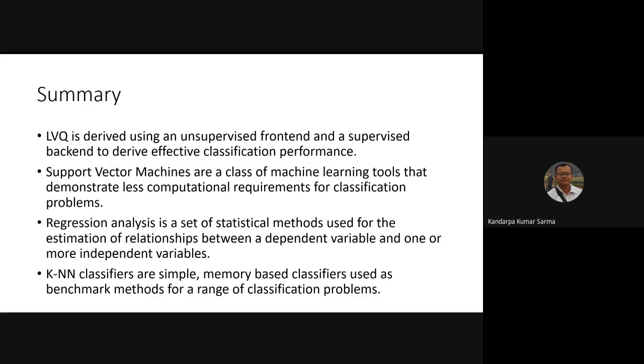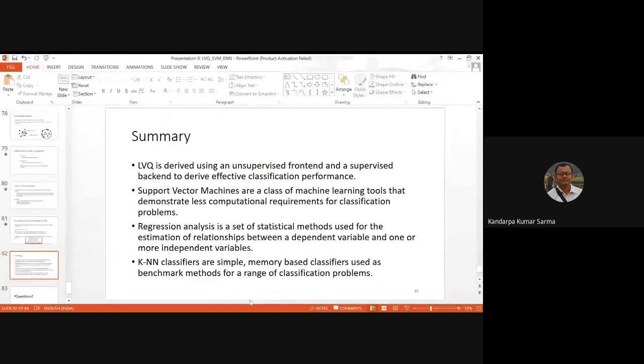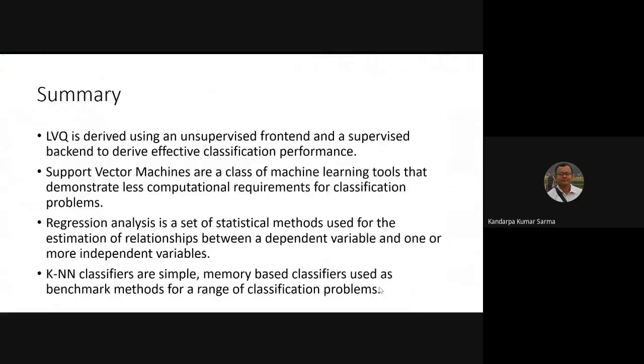So here we summarize. Last time, since we had covered learning vector quantization, we can say that learning vector quantization is based on an unsupervised front end and a supervised back end to derive effective classification performance. Support vector machines are a class of machine learning tools that demonstrate less computational requirement for classification problems.